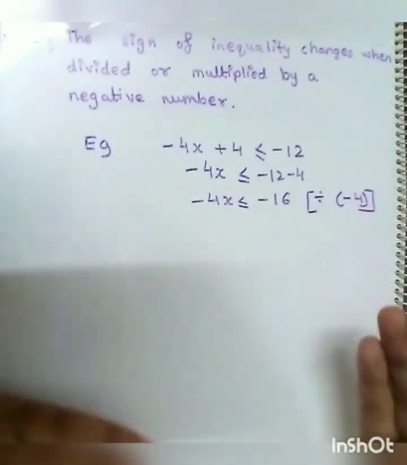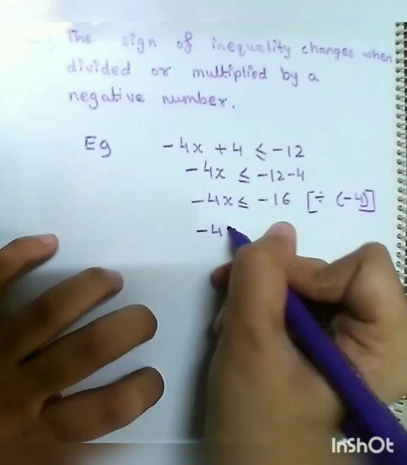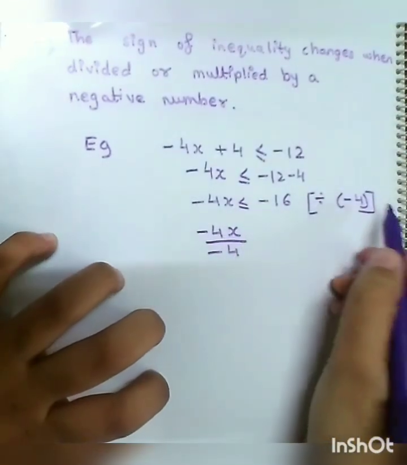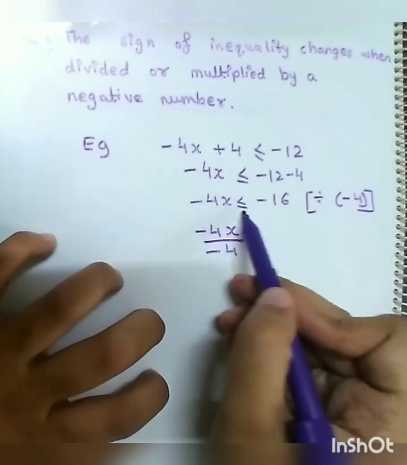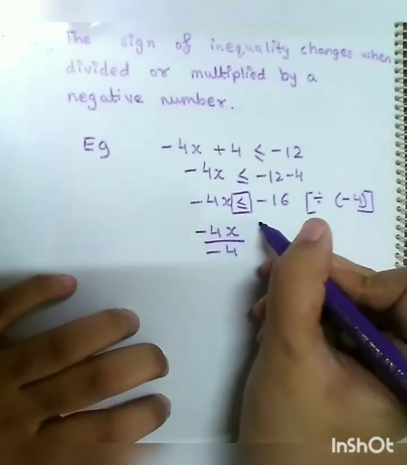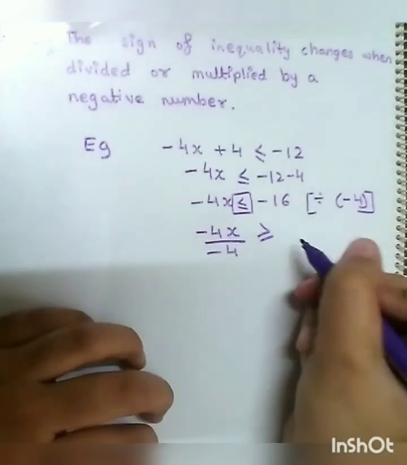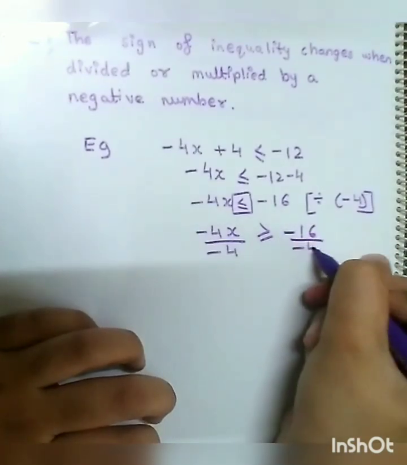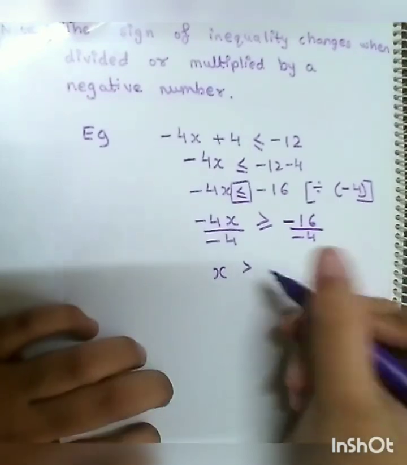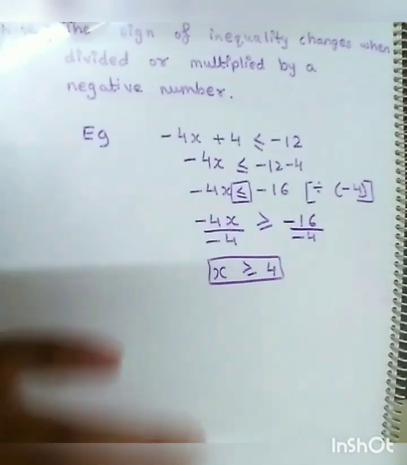For the explaining purpose, I am writing it. You can directly divide it by minus 4. So minus 4x divided by minus 4. Here it is divided by a negative term, so the sign of inequality will change. It would become greater than or equal to. The sign will become opposite, right? Here minus 16 is also divided by minus 4. So now it would be x is greater than or equal to 4. This would be the solution.